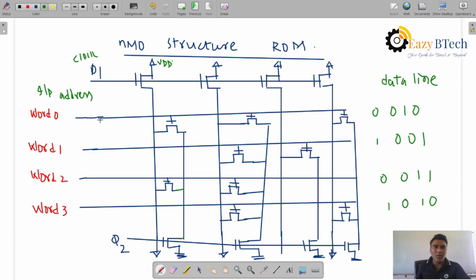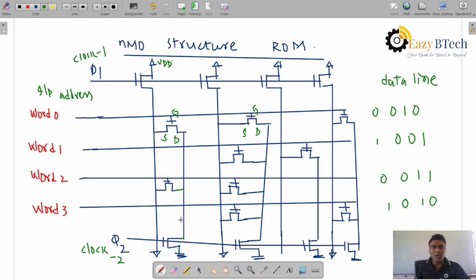So when word selection, all gate terminals are on. So the gate terminal is on. So this is a gate, source and drain terminal. Right? Then the data path is passing through this one, which will be connected to the second clock. So clock 1 and clock 2, given to this another NMOS transistor, another below NMOS transistor.